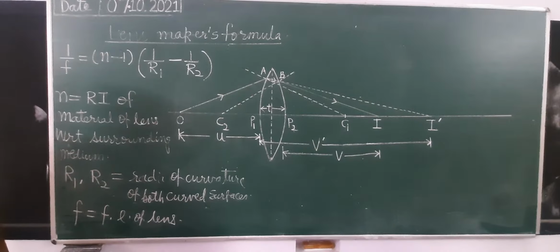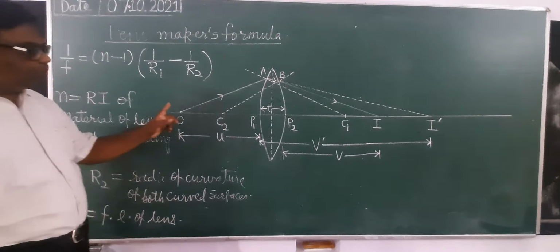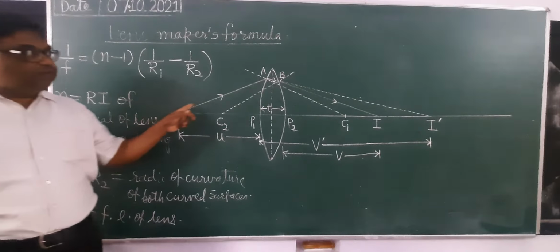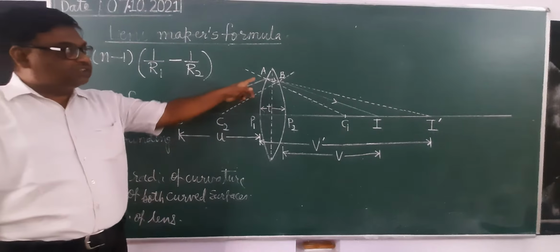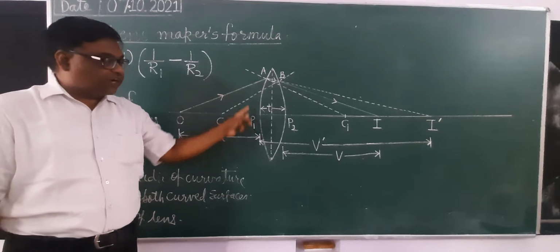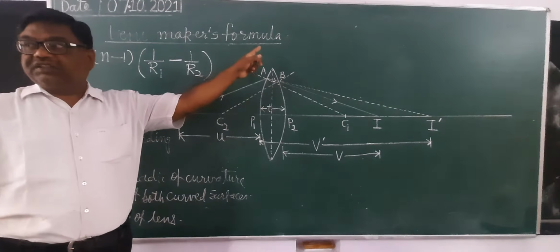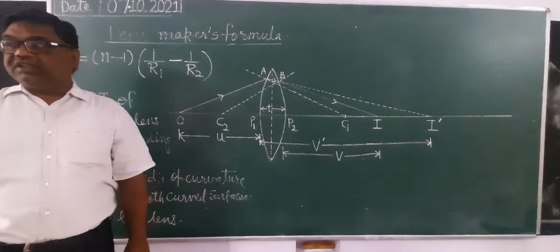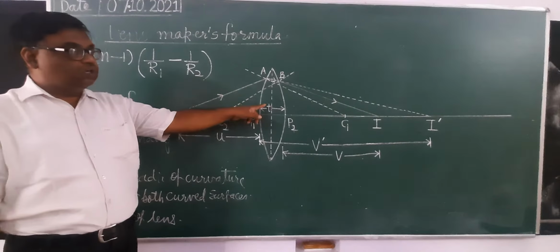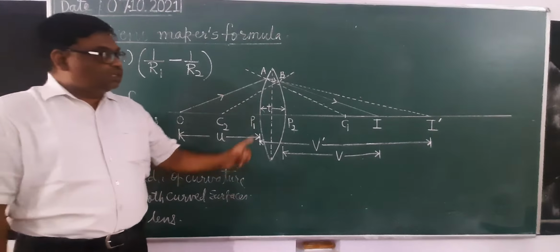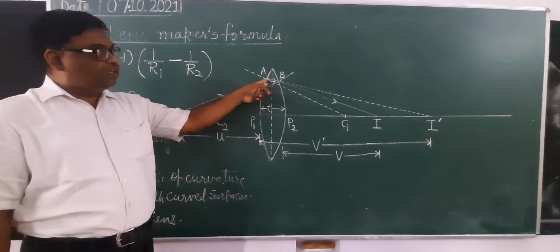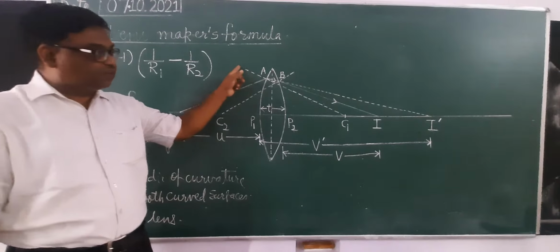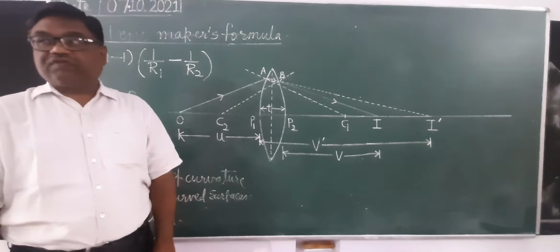Now see here how we will derive this. We have assumed that there is an object situated on the principal axis. One ray which goes from here will be incident at point A of the left refracting surface. The left refracting surface is the air-glass interface, because the ray of light is going from air to glass. So what will be the normal at point A? You join point A with the center of curvature of the left refracting surface. So here it is joined with the center of curvature.